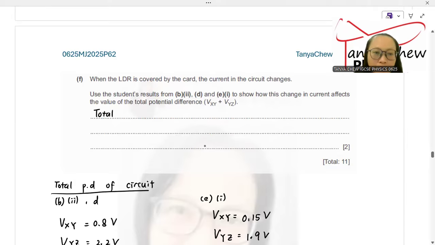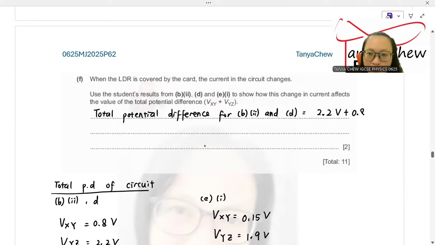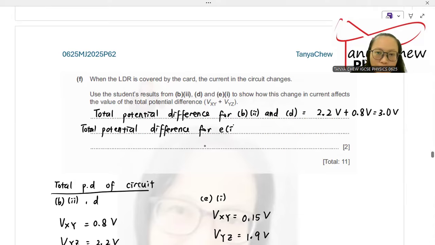The total potential difference for B part 2 and D is equal to 2.2 volt plus 0.8 volt, which is equal to 3.0 volt. Total potential difference for E part 1 is equal to 0.15 volt plus 1.9 volt, which is equal to 3.05 volt, round it off, approximately 3.1 volt.